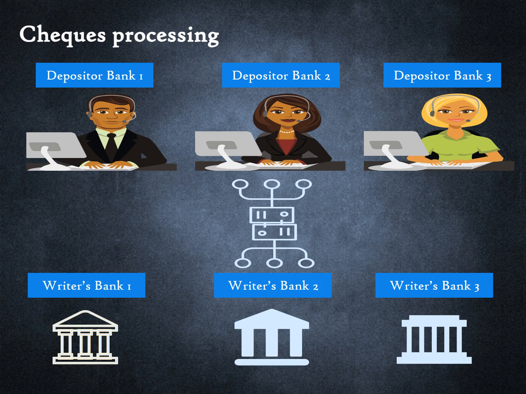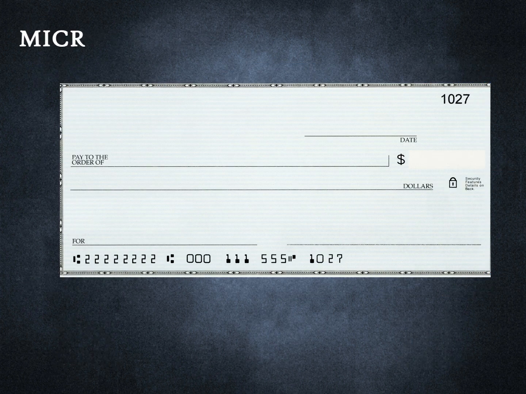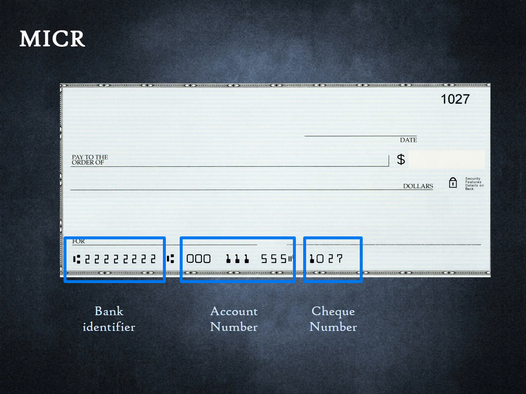Instead of an employee at the depositor's bank scanning the check, some banks even allow customers to upload a digital image via smartphone. Data is automatically read from the checks using MICR technology, which stands for magnetic ink character recognition. Checks are printed using special printers with magnetic ink. The bottom part of the check contains three numbers: a bank identifier, an account number and a check number. The checks are then scanned by readers designed to read the magnetic ink.